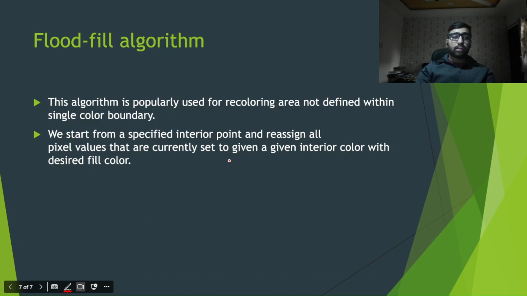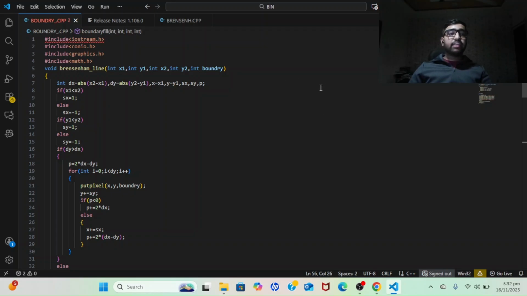So now if you have clearly understood the boundary fill algorithm, then the flood fill algorithm would be very easy for you. This algorithm is popularly used for recoloring an area not defined within a single boundary. We start from a specified interior point and reassign all the pixel values that are currently set to a given interior color with the desired fill color. So basically this algorithm only checks whether the pixel under consideration is in the color we wish to replace or not. If it is in that color, then it is going to replace the old color with the new color. Now we are going to understand the implementation of these two algorithms in a C++ program.